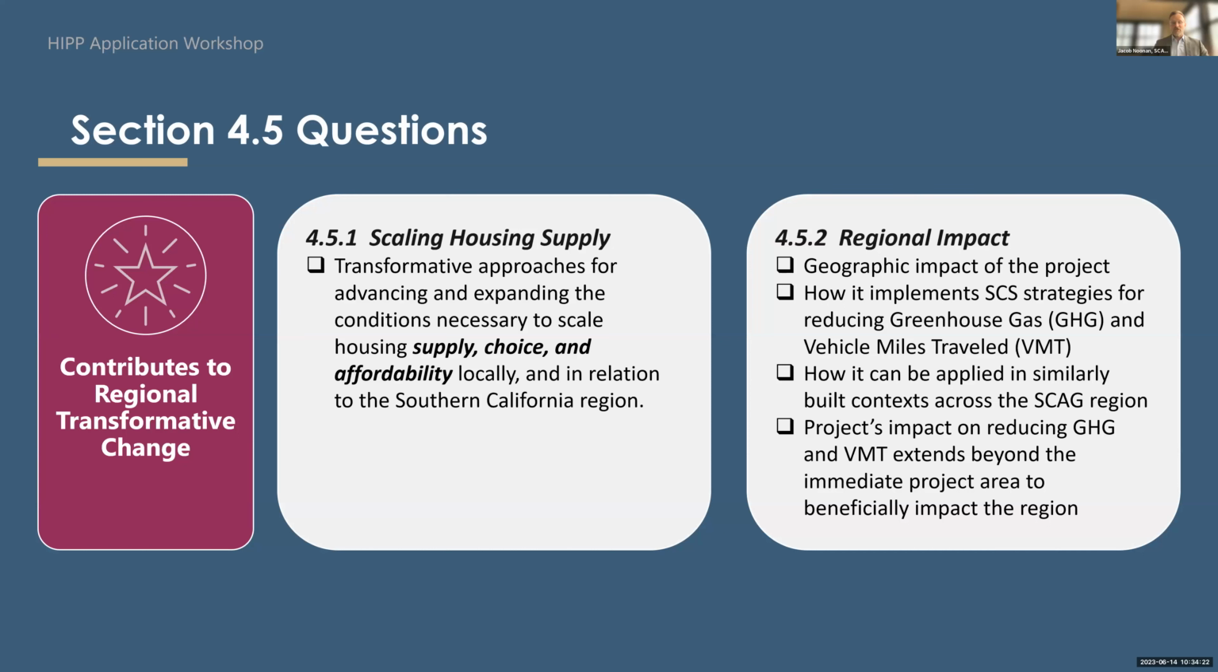So there are two questions under this criterion. One focuses on scaling housing supply and asks you to describe how your project will create that transformative change that helps support advancing and expanding the conditions that are necessary to scale housing supply, choice, and affordability, both locally within your focused region, and then also to think about how it would relate to other areas across the Southern California area. The second question looks at regional impact and asks you to describe how the project will be able to create both the geographic impact locally and within your greater region, and then largely across the Southern California area.